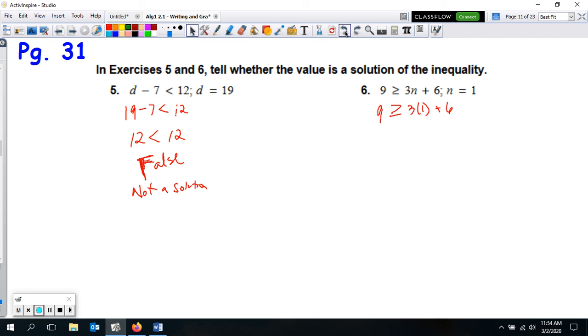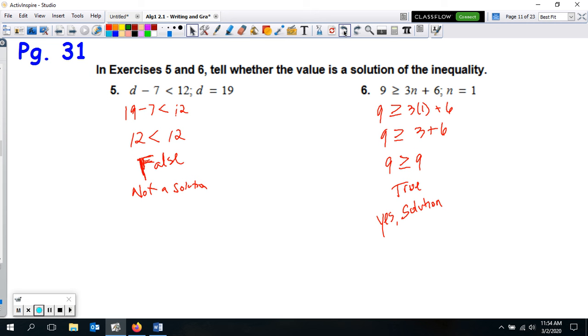So as we plug it in, 9 greater than or equal to 3 times 1 is 3, so it's going to be 3 plus 6. 3 plus 6 is 9. So is 9 greater than or equal to 9? Yes, that is true because it has the equal sign here. So we can say yes on this one. It is true, and so yes, it's a solution.